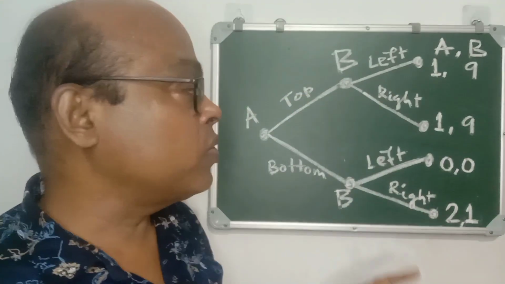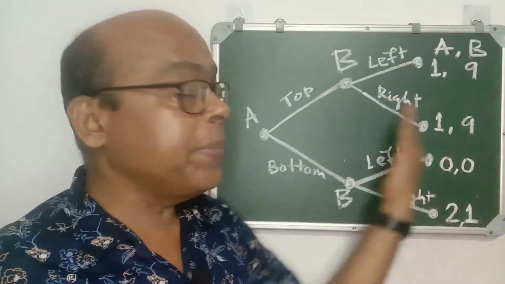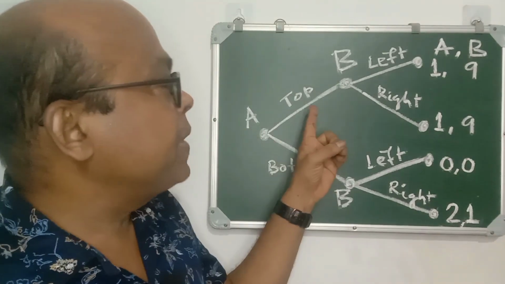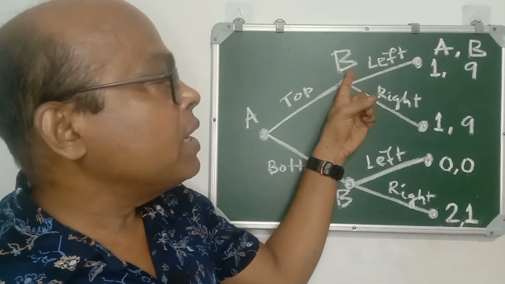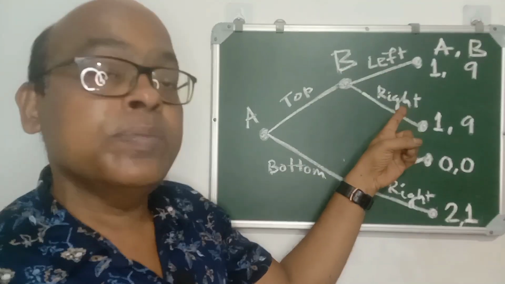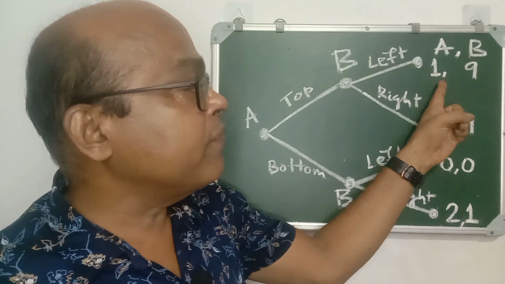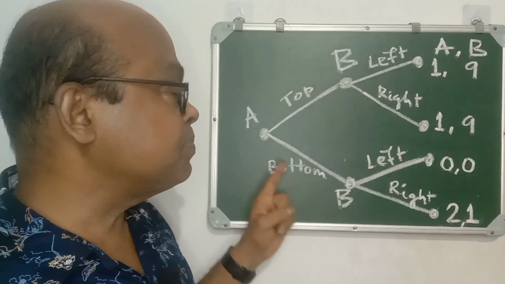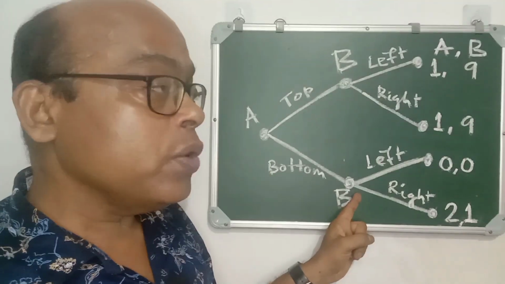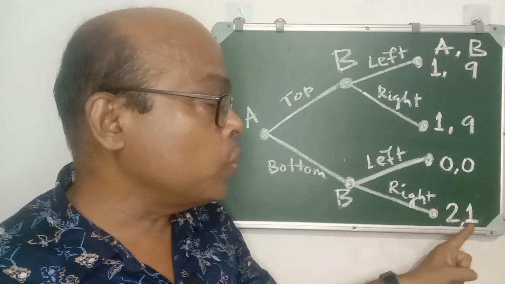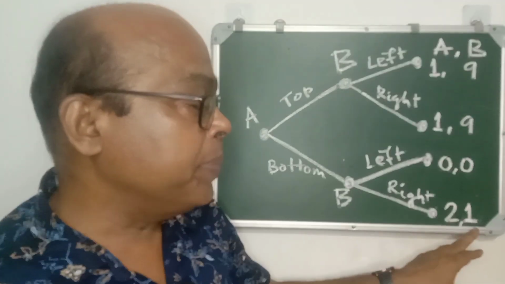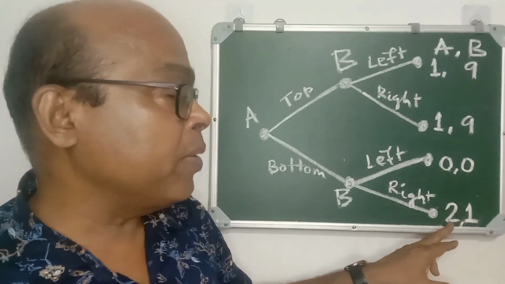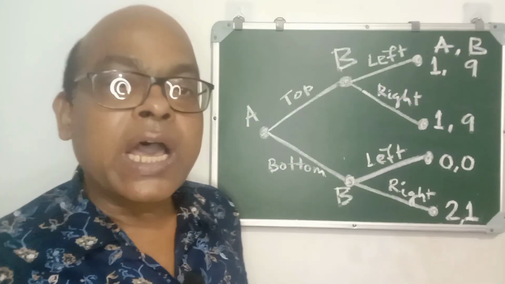Now let us discuss this sequential game backward. Here, if A plays top, B will play either left or right, it doesn't matter, where both will give the pair of 1 and 9. However, if player A plays bottom, then player B will play right, where the payoff is 2, 1, where the payoff to B is 1, which is greater than 0 in left, and the payoff to player A is 2.